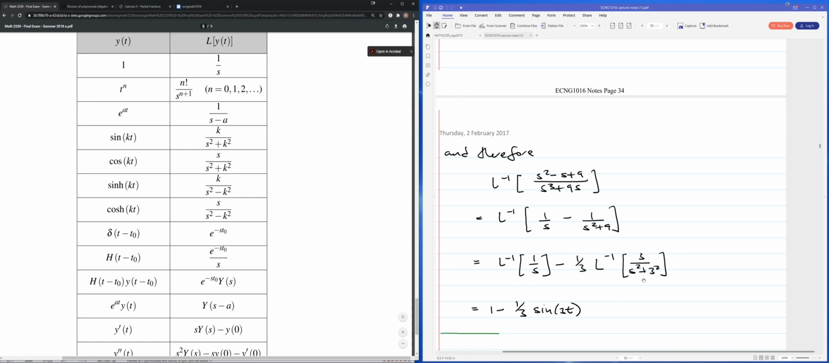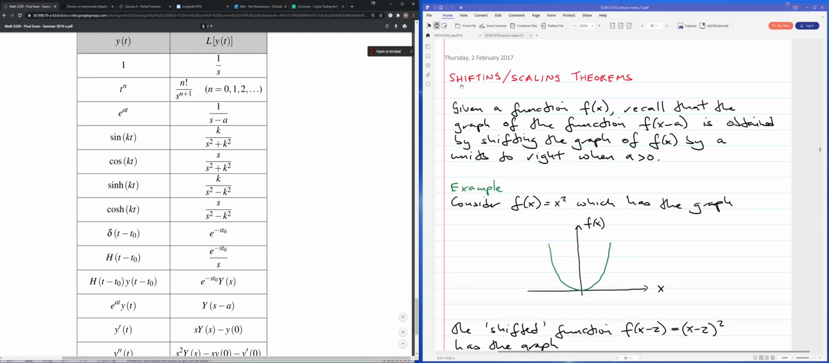And now these are just going to come directly from the table. The Laplace inverse of 1 on s, you actually see it over here, is 1, right? And then the Laplace inverse of 3 on s squared plus 3 squared is sine 3t, which is this answer over here. So my required inverse Laplace transform is 1 minus 1/3 sine 3t.